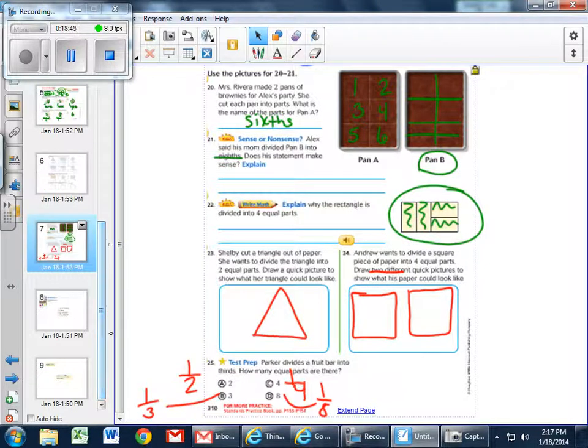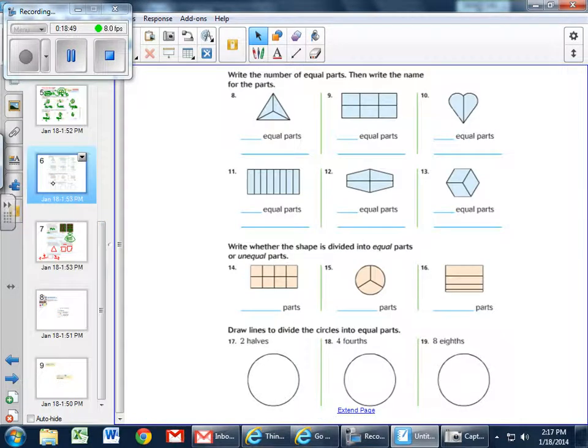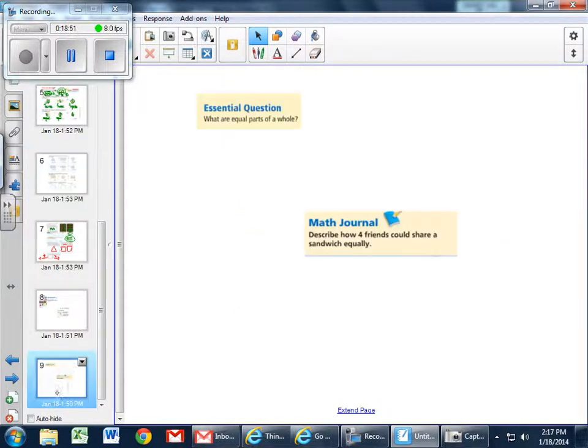Okay, next you're going to go back and do your on your own page. And then you're going to do your answering in your journal of your essential question, what are equal parts of a whole? And then your math journal, describe how 4 friends could share a sandwich equally. So it goes back to your real world problem from earlier.